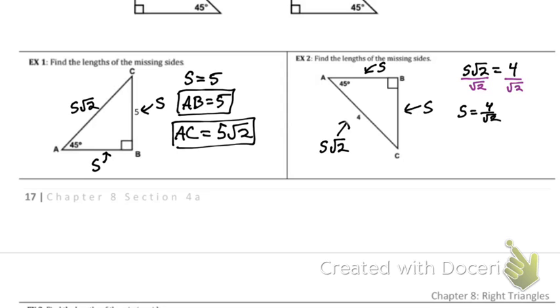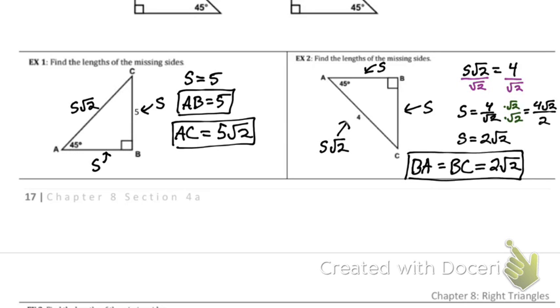Yeah, Tyler. Multiply each. I think you mean top and bottom, right? Okay, just making sure. So we're going to multiply the top and bottom by square root of 2, which is going to equal 4 square root of 2 over 2. Well, that means S really just equals 2 square root of 2. Well, if we look at this, length BA equaled length BC, which is now going to equal whatever S is, and that's 2 square root of 2.